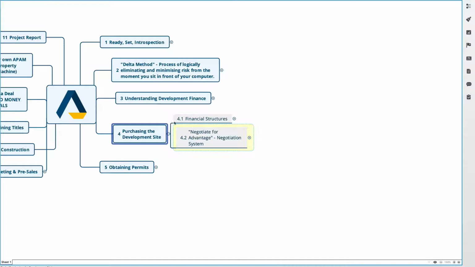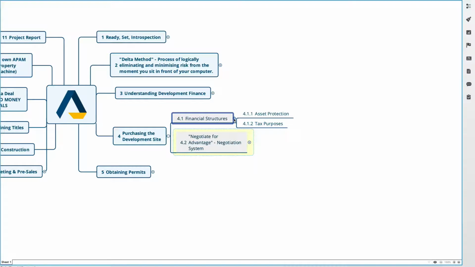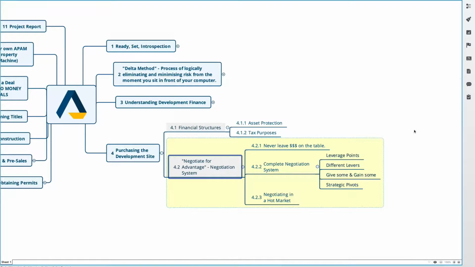Purchasing the site, which is your site acquisition, all kinds of financial structures for asset protection and tax purposes. There's a negotiate for advantage negotiation system, and I've actually developed this over the years. It's not theory, so I won't be talking about all sorts of theoretical structure.